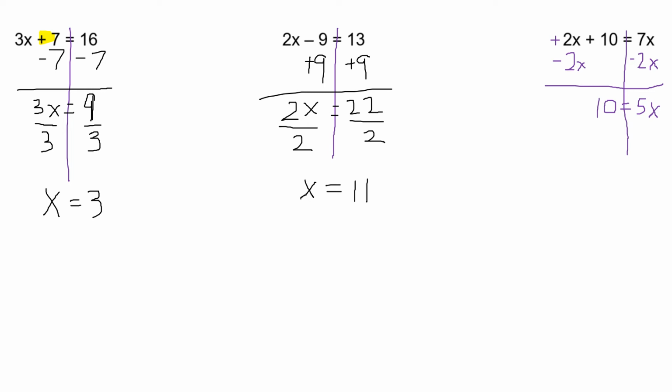So 5x is multiplication. The opposite again of multiplication is division. And we are going to divide again by the coefficient, that number in front of x. So we're going to divide by 5. And 10 divided by 5 is 2. 5 divided by 5 is 1. So we've got 1x or just x.